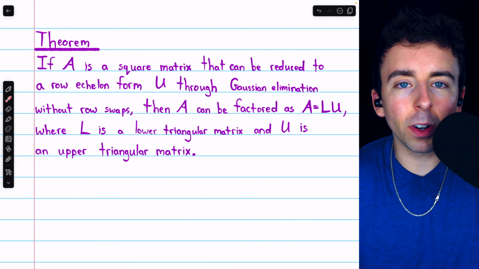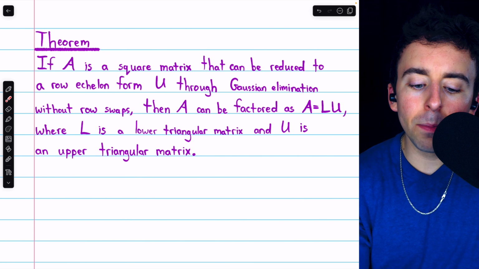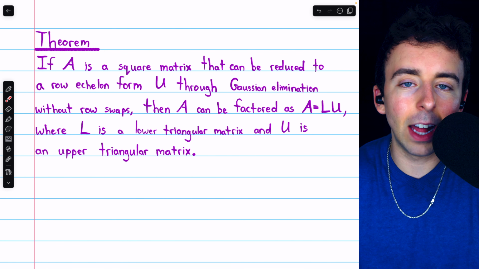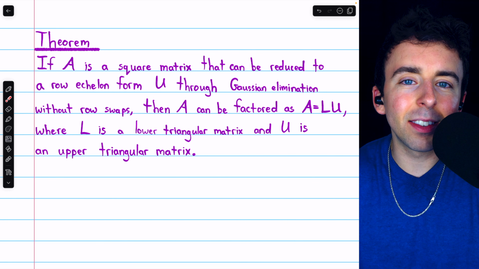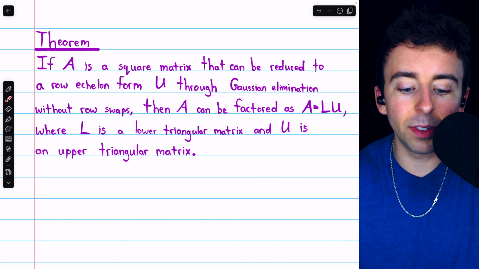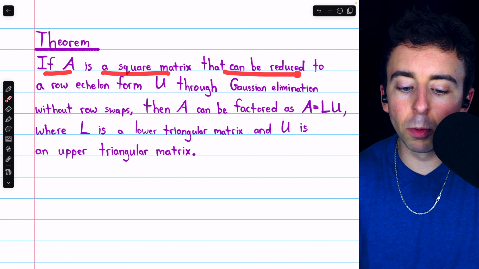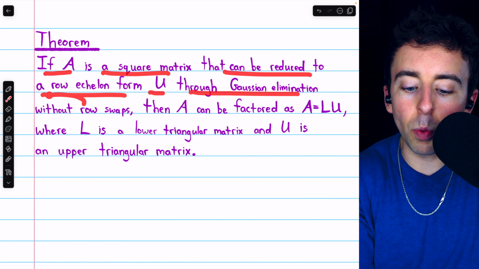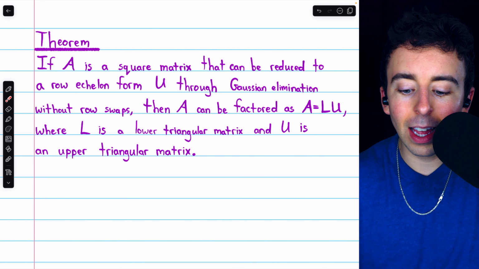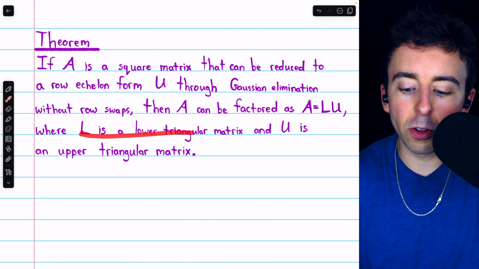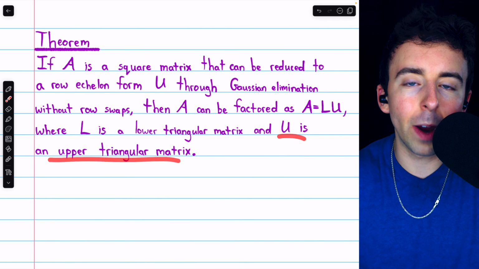Unfortunately, not every matrix has an LU decomposition, but this theorem will tell us a particular situation where we can always find an LU decomposition, and in proving this theorem, we'll begin to see the process necessary to find these decompositions. The theorem states, if A is a square matrix that can be reduced to a row echelon form U through Gaussian elimination without swapping rows, then A can be factored as A equals L times U, where L is lower triangular and U is upper triangular.